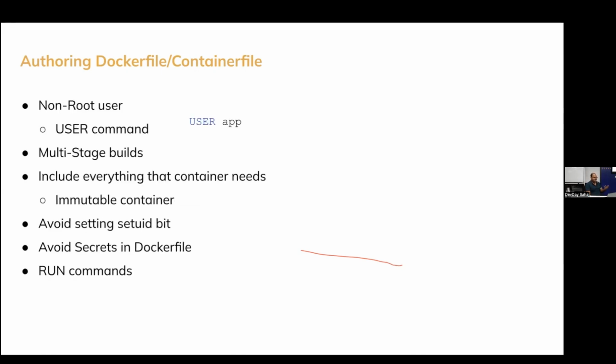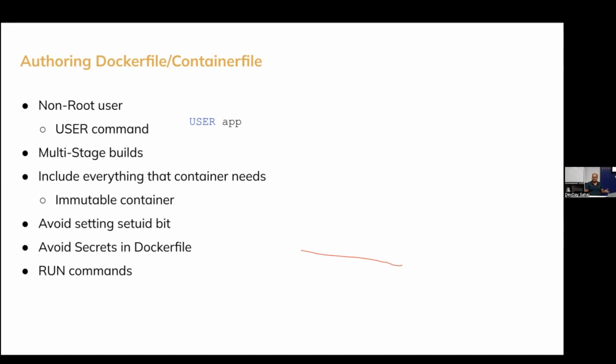Next is the non-root user. Again, talking along the same line, most of the time, whenever you get an image from Docker Hub or any public registry, you will get an image which is running as root itself. So you should be using a USER command to restrict that application to a particular user called, let's say, app.